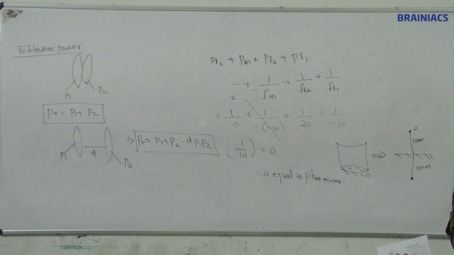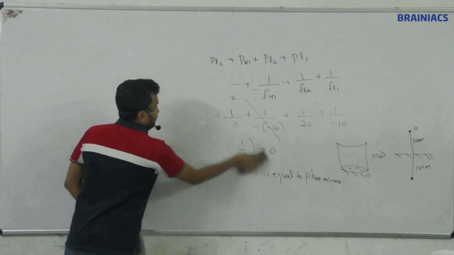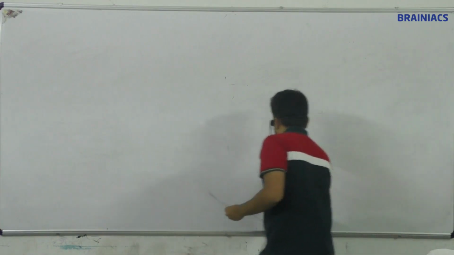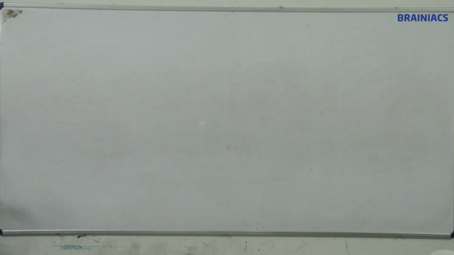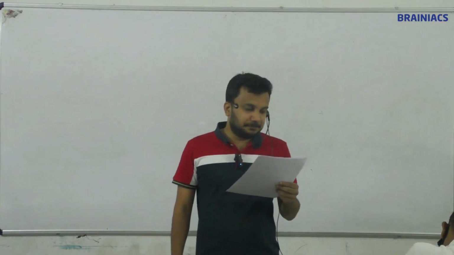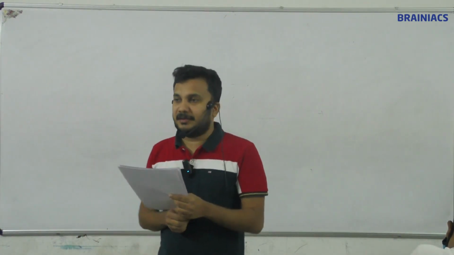Okay, so let's start. Question number 1: A double convex lens is made up of glass which has refractive index 1.54 for violet rays and 1.504 for red rays. If the focal length for violet rays is 20 cm, the focal length for the red ray will be?